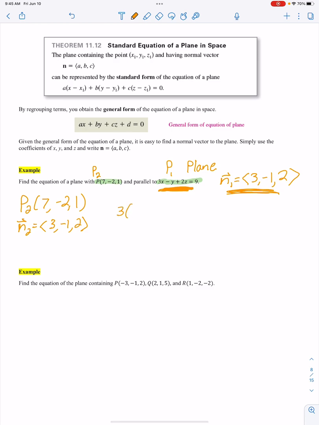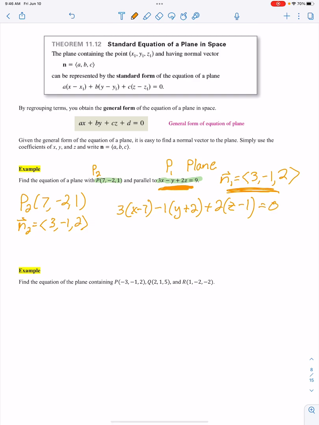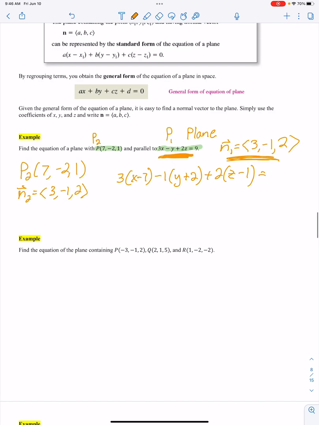I got 3 times x minus 7, minus 1 times y plus 2, and then plus 2 times z minus 1. A big mistake I see on this a lot is people get their numbers mixed up. Just make sure you're using the correct one, meaning the normal vector goes on the outside. This is equal to 0, so that's in standard form, right?